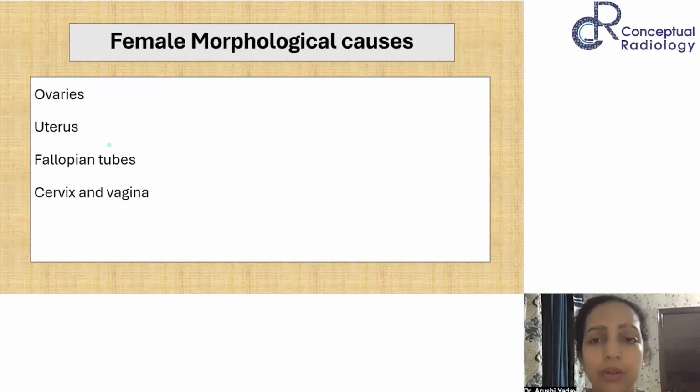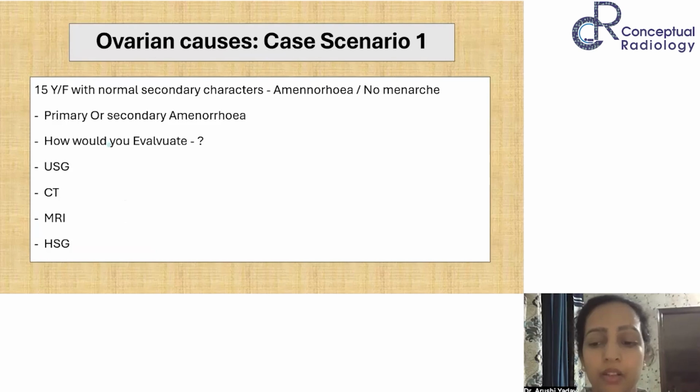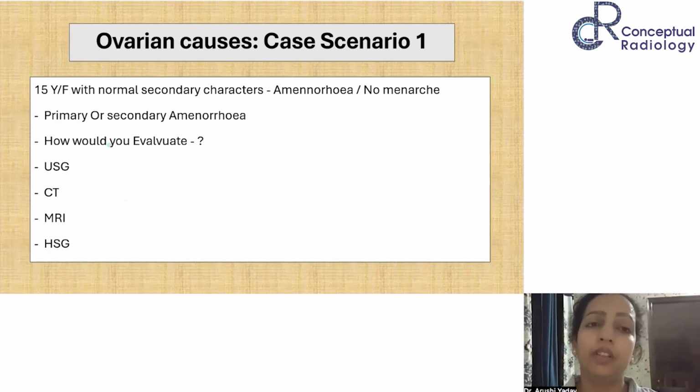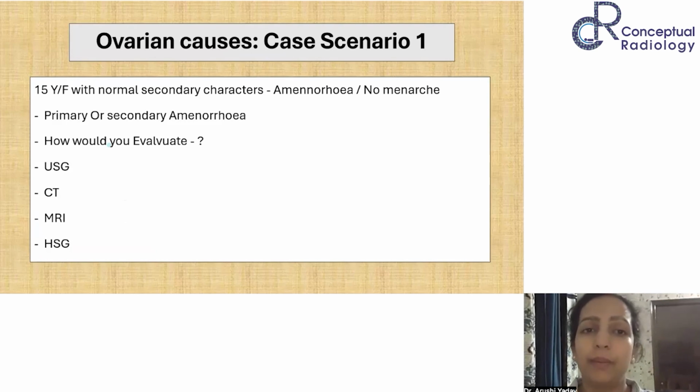What we are going to discuss today is the ovaries, and we are going to go ahead with case scenarios. Specifically, we are going to talk about the ovarian scenarios which cause infertility, which could be diagnosed on imaging, and which are radiologically important, for which the patient might come to us. So we are going ahead with case scenario one, and we have a 15-year-old female patient with normal secondary sexual characters, but she complains of amenorrhea, she has not achieved menarche yet.